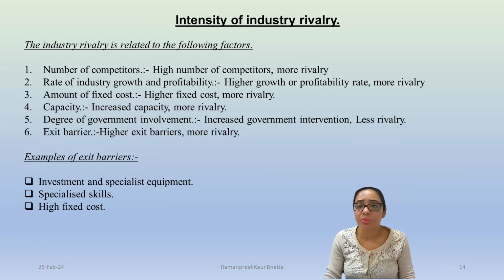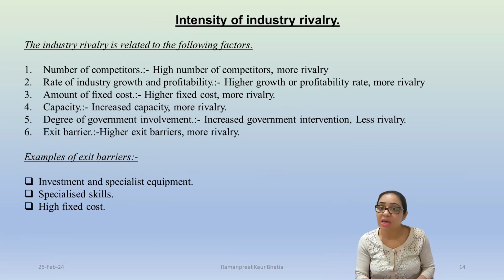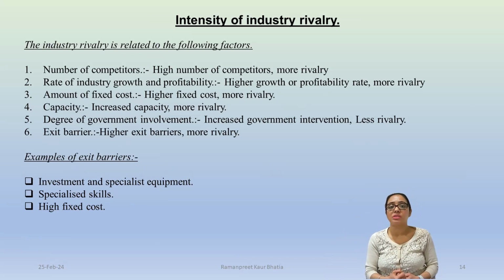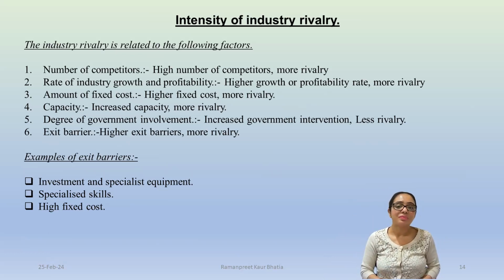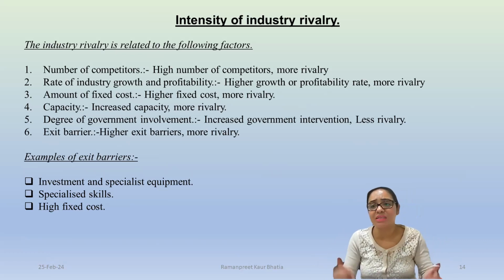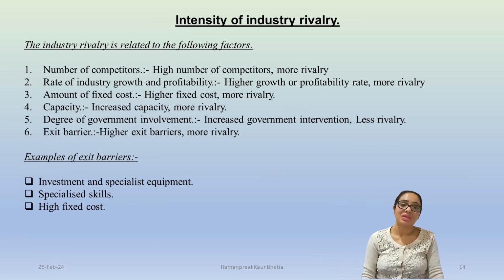If the growth rate or profitability is going down, that means to earn the same amount of money, I have to sell more. That means I have to compete more with my competitors. This means increased rivalry. If my fixed cost is high, to cover that fixed cost, I will have to compete more. Industry rivalry will be high. If I want more market share, I will increase my capacity to produce more. I will produce more, I will try to sell more. And in all this process, the competition is increased. The industry rivalry is increased.